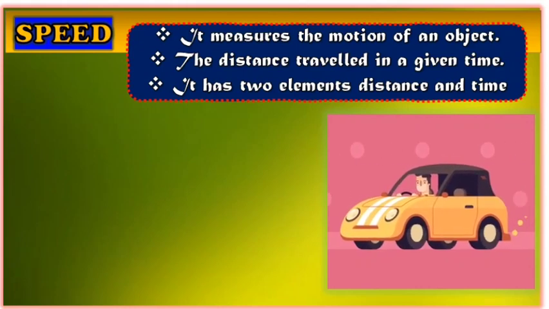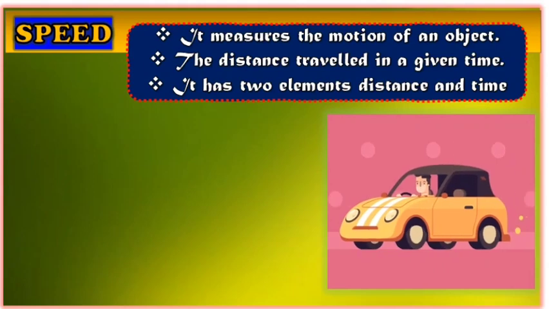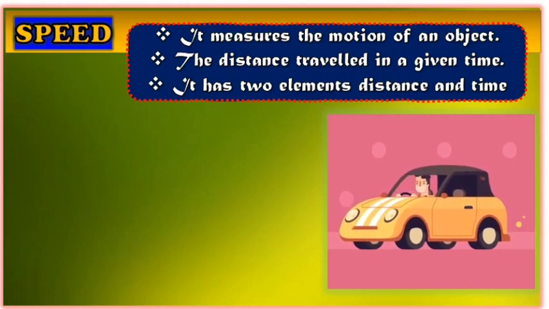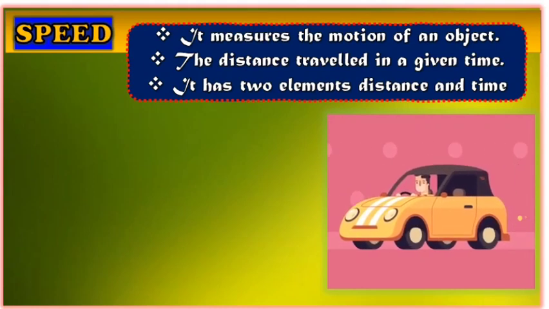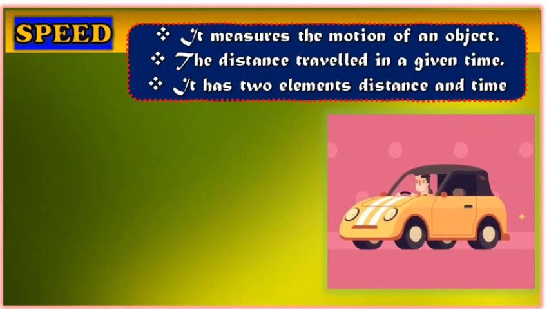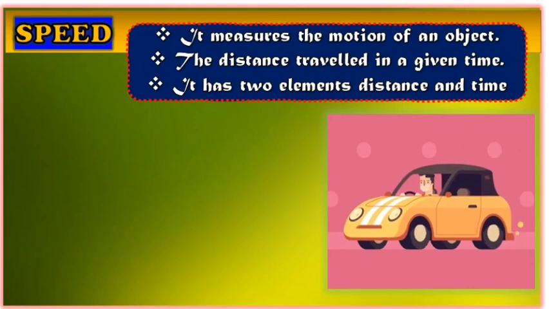So, the distance traveled in a given time. Ilan kaya yung distansyang travel niya over a time? That is what you call the speed. It has two elements. We have the distance and we have the time. So, halimbawa na lang to, itong car na nagja-drive diyan. From your house going to your school, what is your speed? Or what is the distance from your house going to your school? And how much time did you consume traveling that? Oh, that is already the speed. That is how to get the speed of an object.